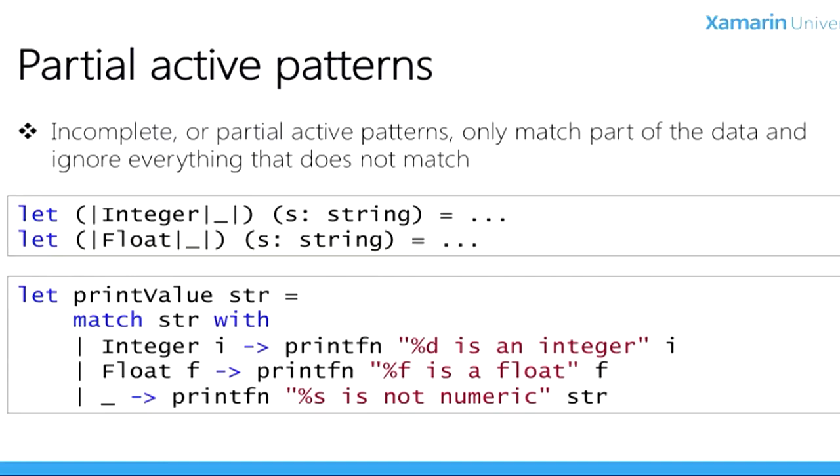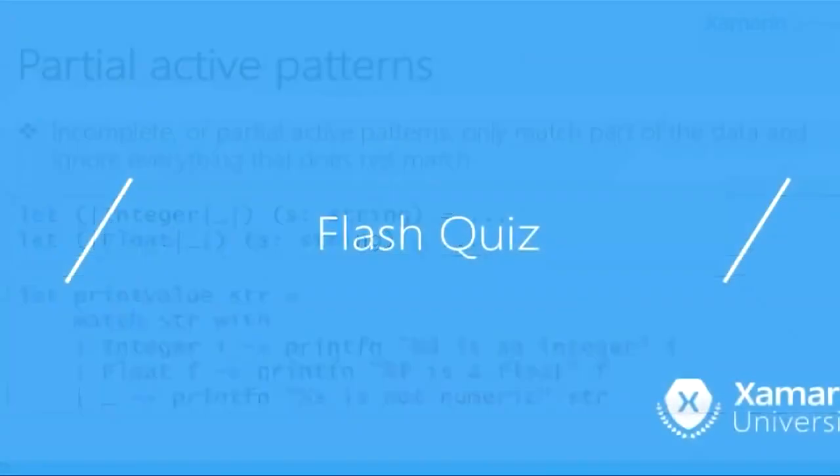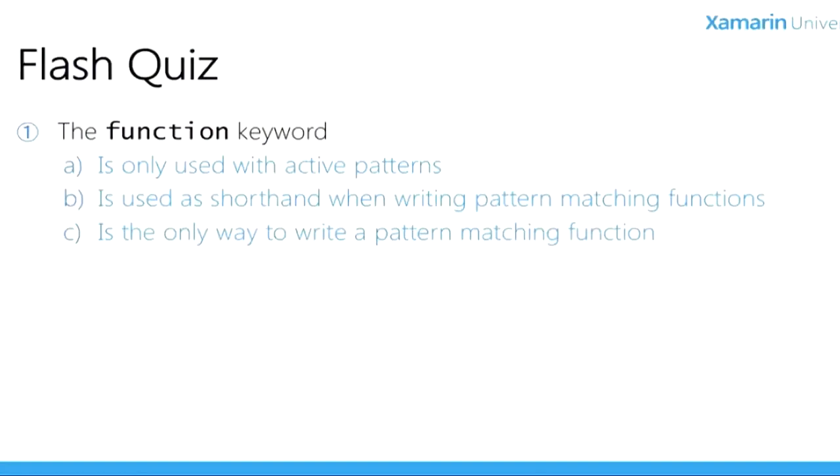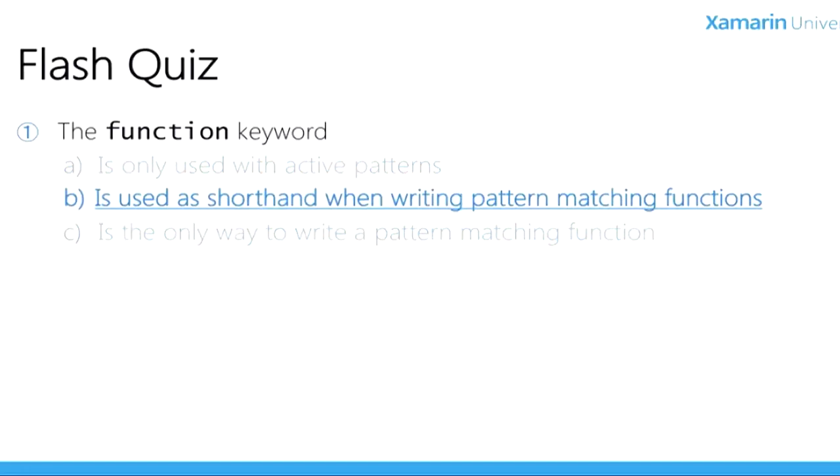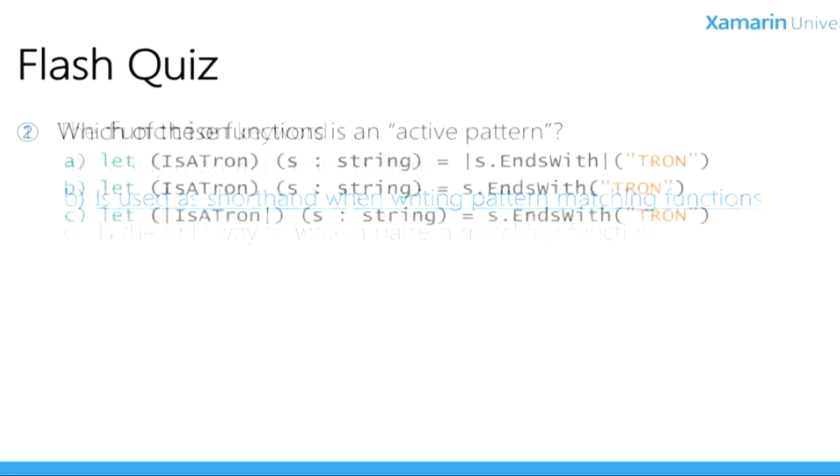So let's see how well you know this through a flash quiz. Question 1. The function keyword, A, is only used with active patterns. B, is used as shorthand when writing pattern matching functions. Or C, is the only way to write a pattern matching function. And the answer is B, is used as shorthand when writing pattern matching functions.